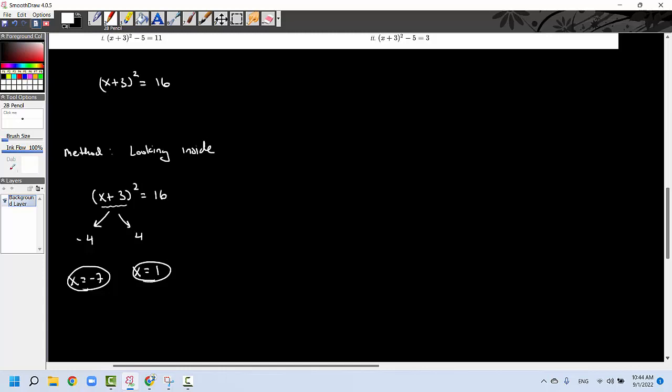Now, honestly, the looking inside method is not, in my opinion, your best weapon. I really think hardcore algebraic undoing is going to be the style that you want to use. And that's what this book calls it. It's the undoing method. And so from here, if you start off with x plus 3 squared equals 16, if you square root either side, that'll undo the square.